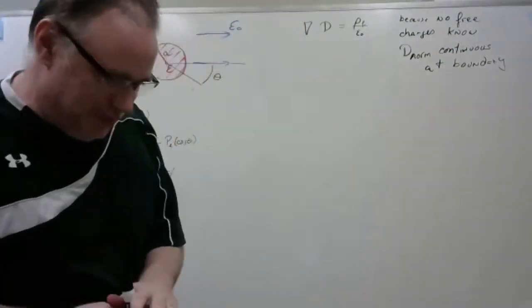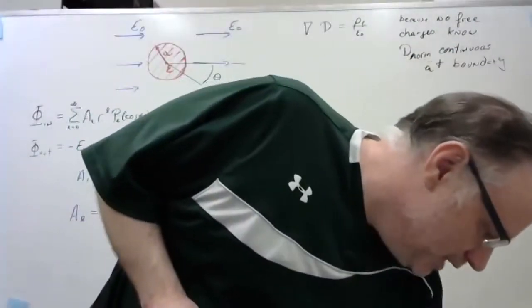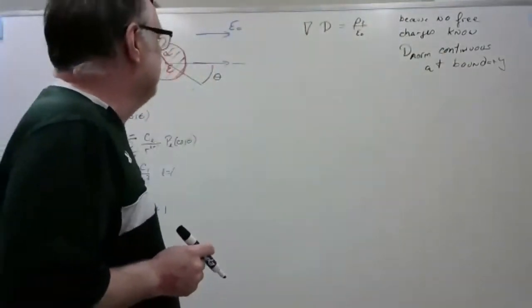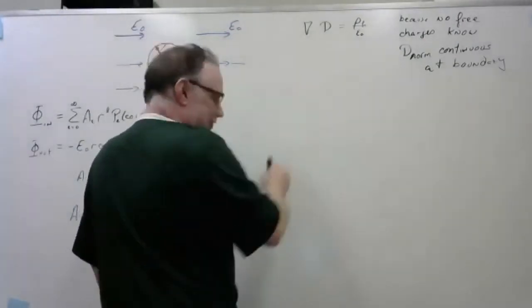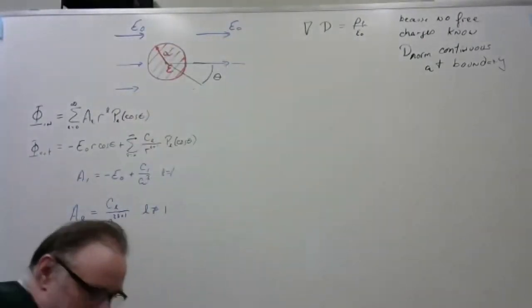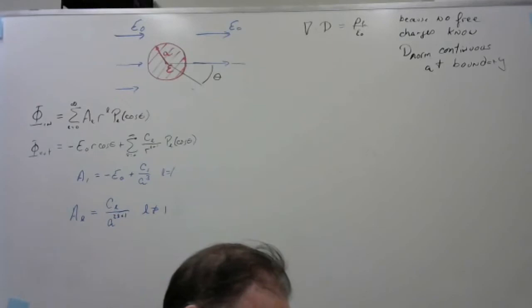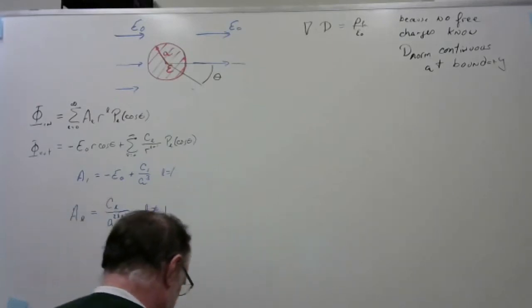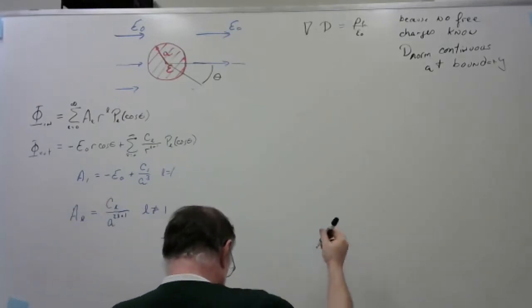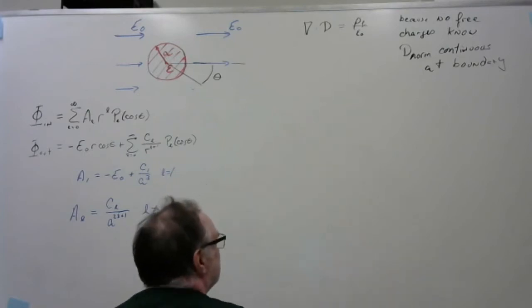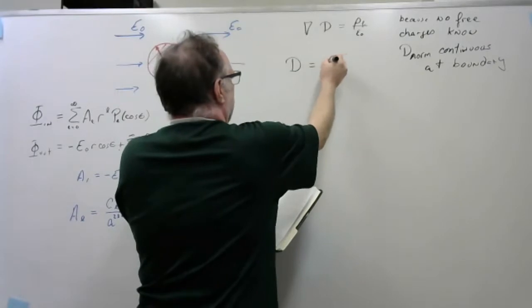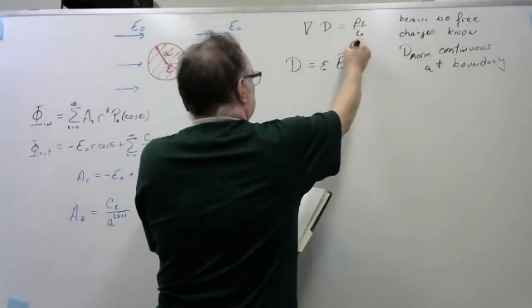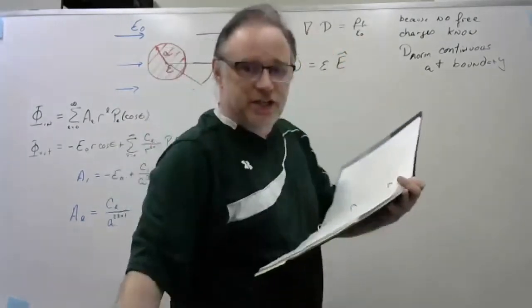Well, all right, so then we got to go back and say, well, I know how to get E from the potential. How do I get D from the potential? So I go ahead and look at the definition that we have. The divergence field is equal to epsilon multiplied by E field. So the D is equal to epsilon E.